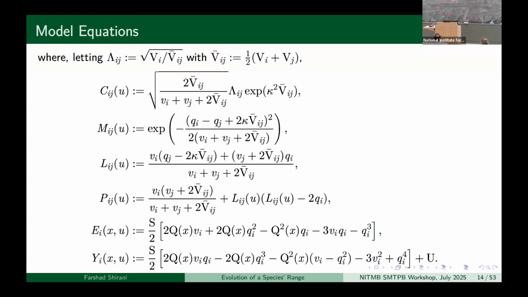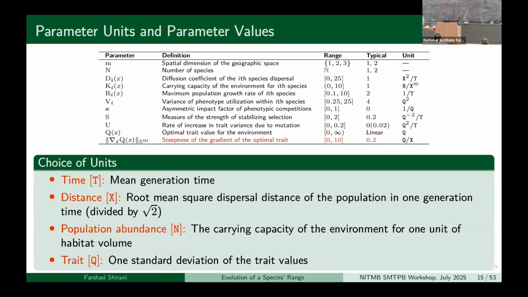I'm just showing you this to convince you that the equations are large. So we have no choice but to analyze them numerically. But if you want to do that, you need to pick values for the parameters of the model to be biologically reasonable. And if you want to do that, first you need to choose the units for those parameters.